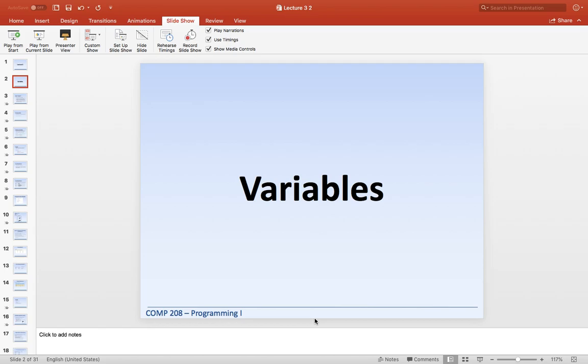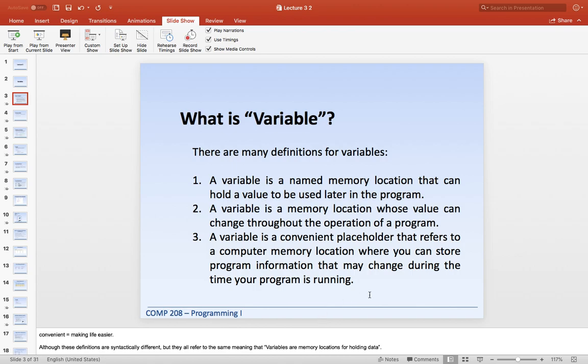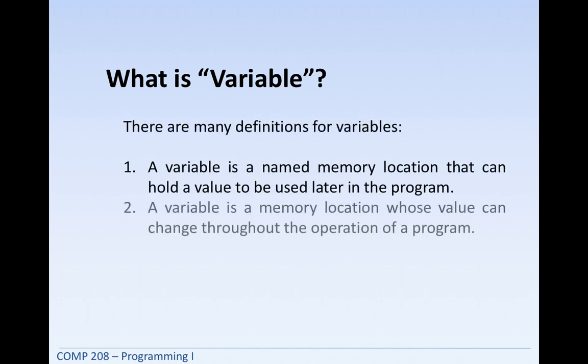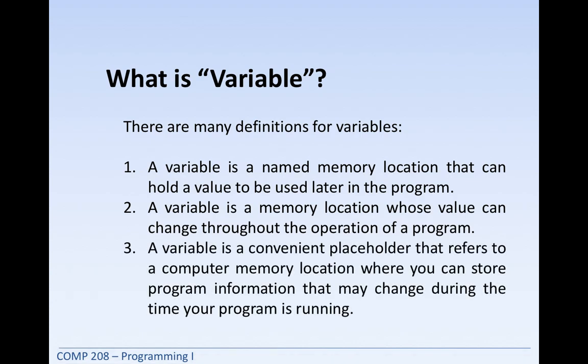So variables. By now, most of you are familiar with what variables are. The formal definition of variables is found here. We said that a variable is actually a memory location that has a name, and we're going to use this name every time we refer to that memory location. However, this name actually stands for a certain address, which you don't have to worry about. So to refer to the variable, we refer to it by the variable name.